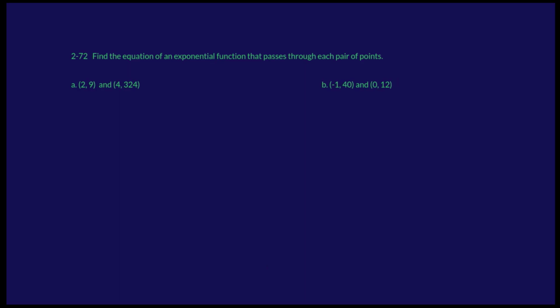So on this particular problem, it says find the equation of an exponential function that passes through each pair of points. So we are using the equation y equals ab to the x. That's our exponential equation, okay? So what I'm going to do first is I'm going to solve these algebraically first. I'm going to walk through part A, then show the work for part B, but then we're going to go into a video of exponential regression to prove that our equations are correct.